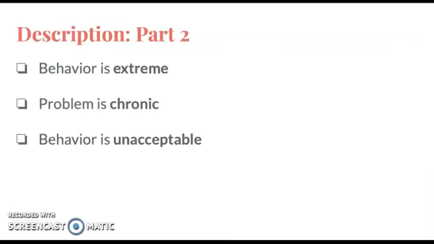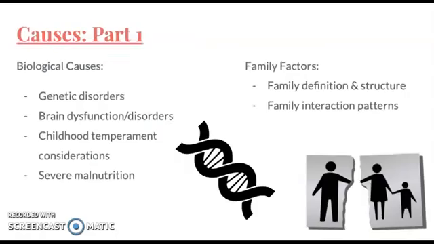The second part is that the general agreement within the definition is that the behavior is extreme, the problem is chronic, and that the behavior is unacceptable because of social or cultural expectations. So now we're going to talk about causes. And there are three different types of causes. The first one that we'll be talking about is biological causes.